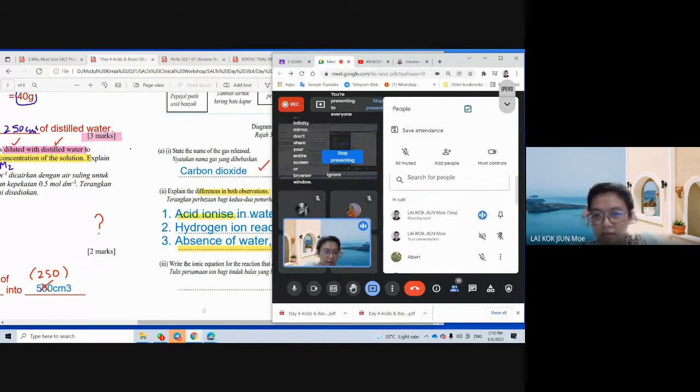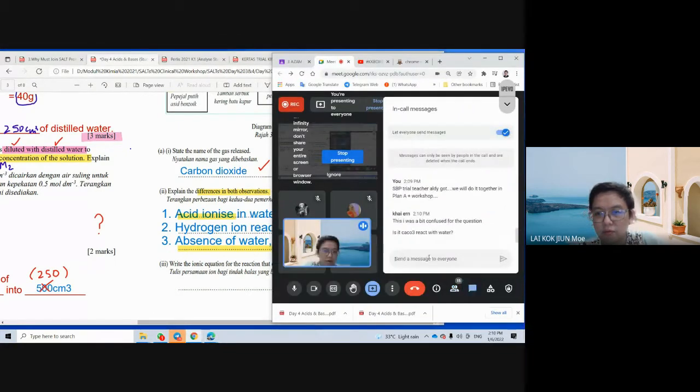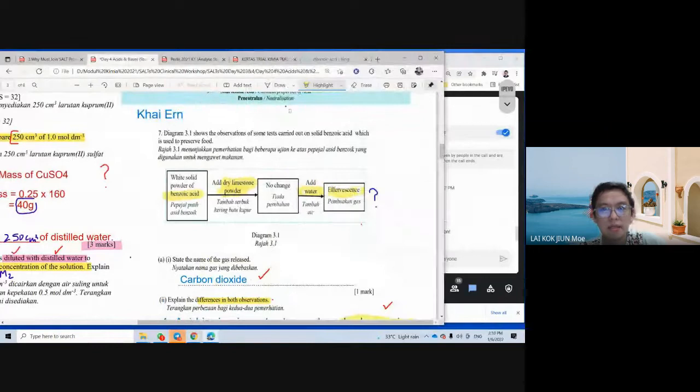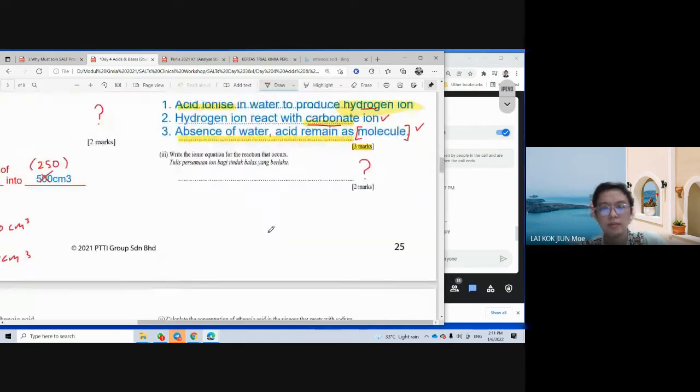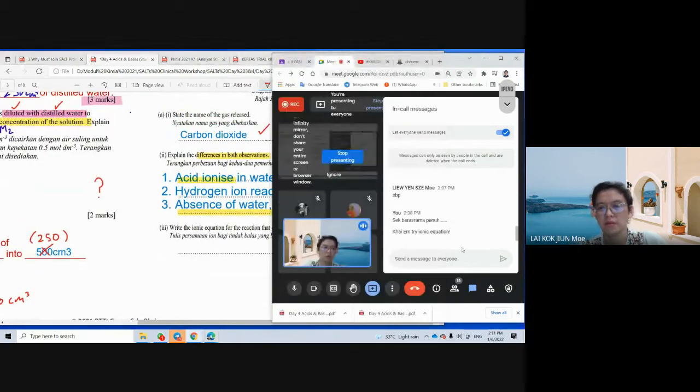Okay, Pravina, how can you help? Kai En said a bit confused. Is it carbonate react with water? Kai En, no, you check back. Now the question is about benzoic acid. Benzoic acid reacts with the calcium carbonate. Because there is water here already, the benzoic acid no more becomes solid. So you have to write down what is the equation for the whole process.